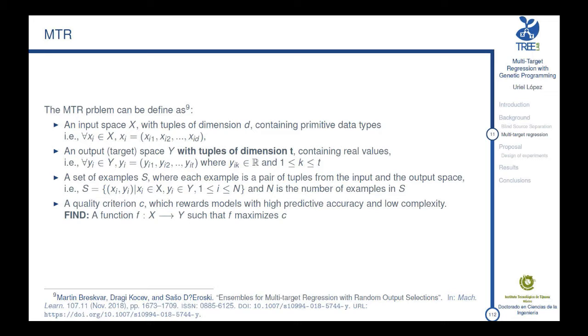And we have a quality criterion, which rewards models with high predictivity, accuracy, and low complexity. And we have to find a function F which maps X to Y, such that F maximizes the quality criterion.